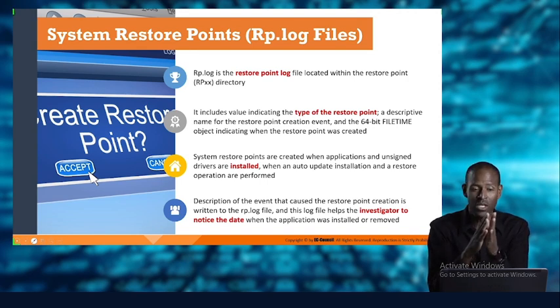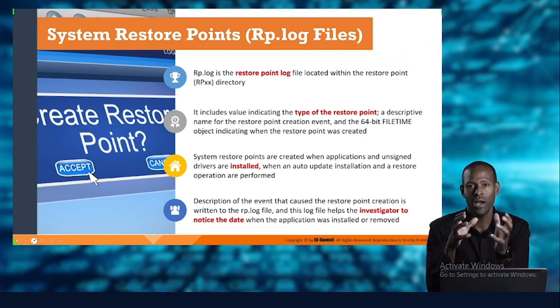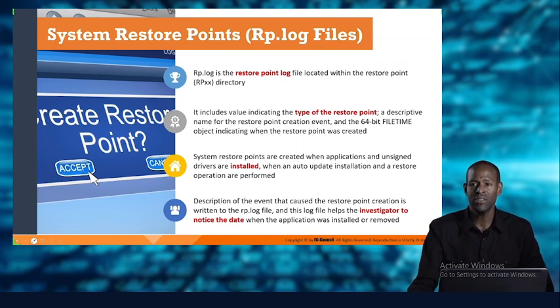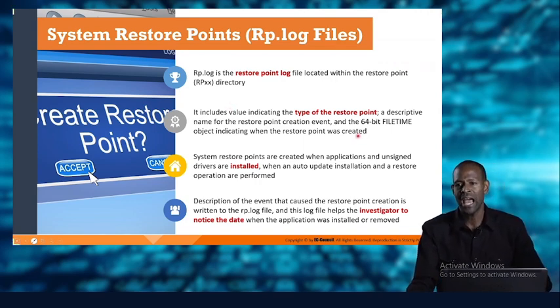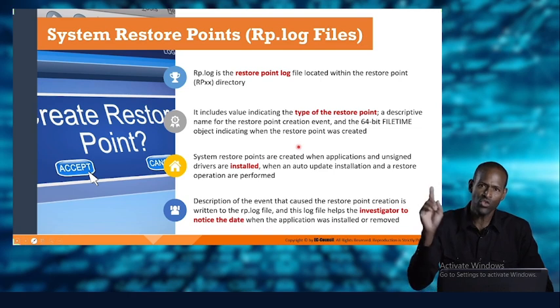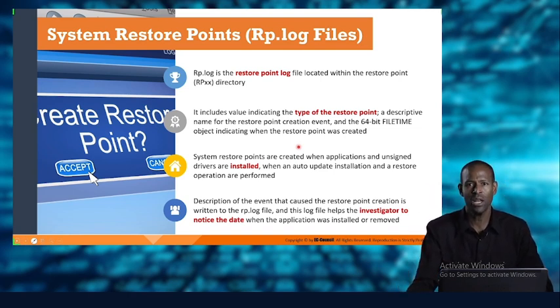So wait a minute. So you're saying there's a lot of system information just waiting for an attacker or an investigator? Yeah, that's all in the restore point. So first thing we want to do with restore points is go to the rp.log file. It's the restore point log file in the restore point directory, and it has a type of restore point, description name for the event that triggered the restore point, and the 64-bit file time object when the restore point was created. So yeah, when are these created? You can trigger a restore point if you want, anytime you want, if you have it set up.